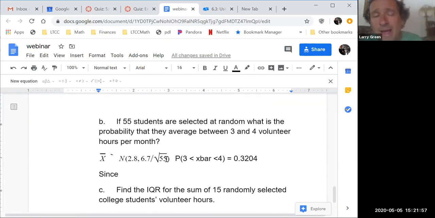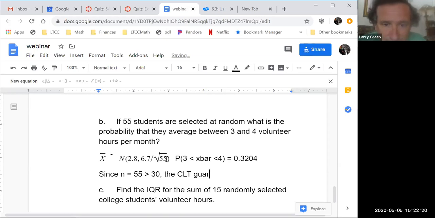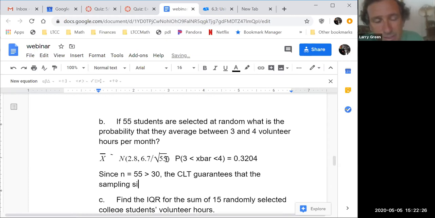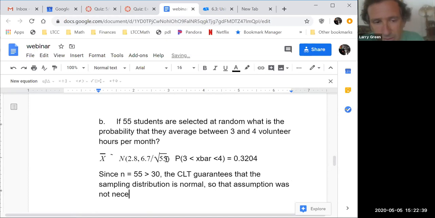Okay. So was the normality assumption necessary? The answer is, since n is equal to 55, which is greater than 30, the central limit theorem, CLT, guarantees that the sampling distribution is normal. So the assumption was not necessary. Any questions on that?